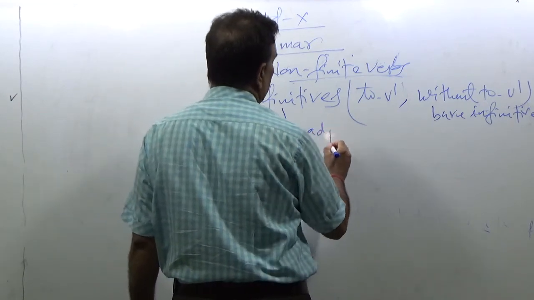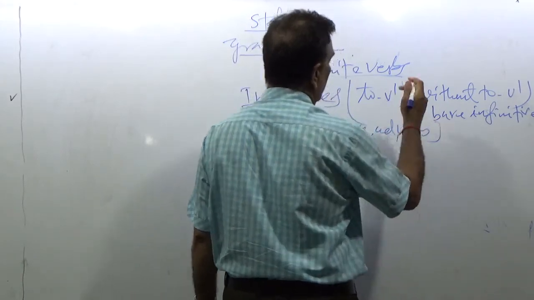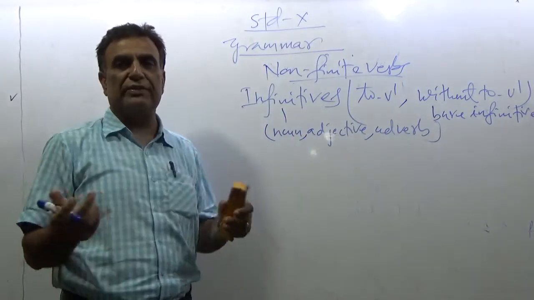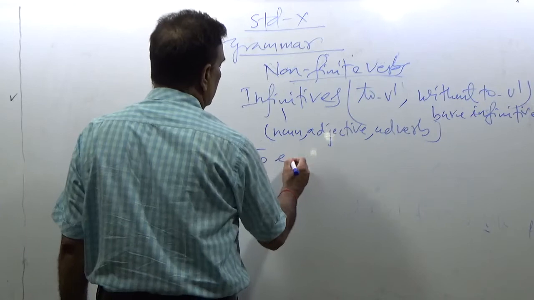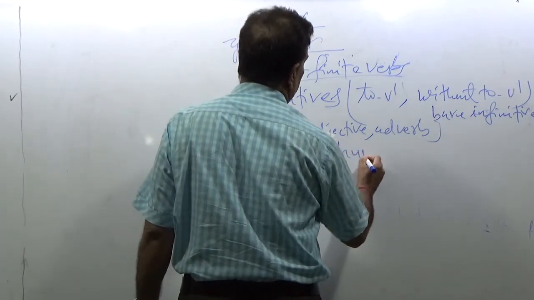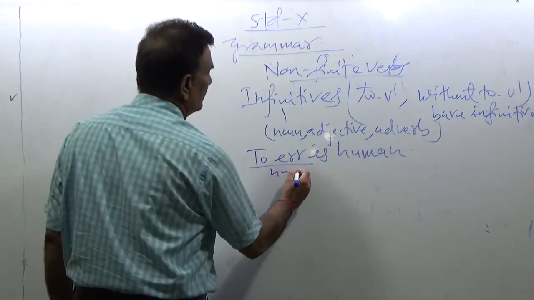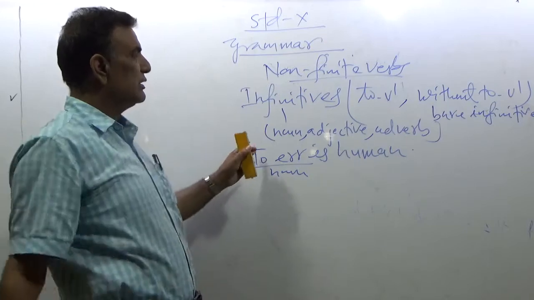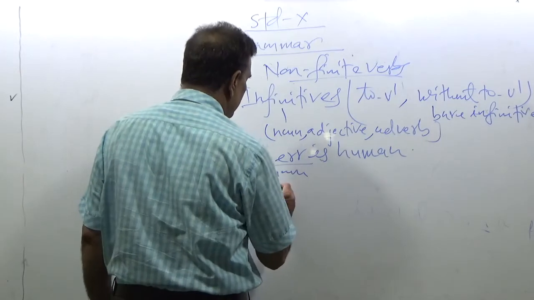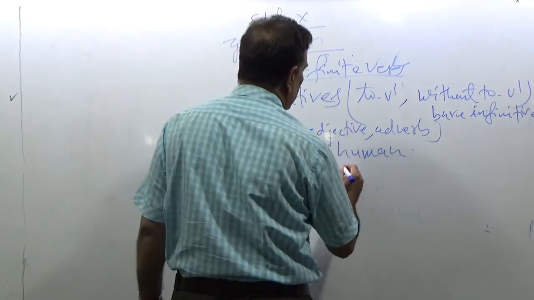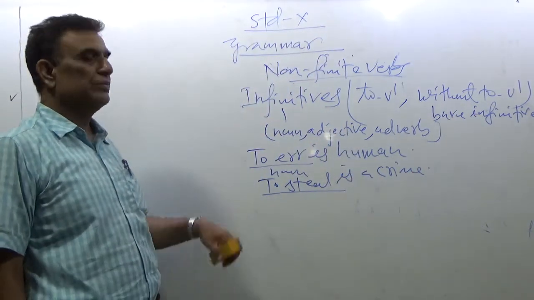They are also used in adjective function. They are also used as adverb. In different ways the infinitives are used. You can see, to err is human. Here to err is being used as a noun. You can see how this to infinitive is being used as a noun. To err is human. To steal is a crime. They are nouns.